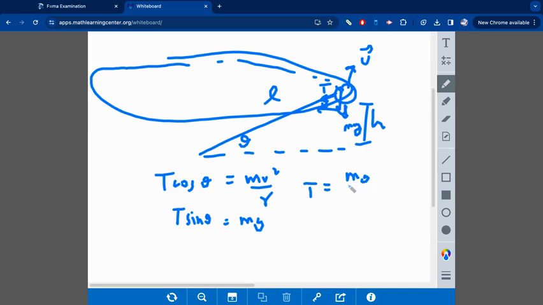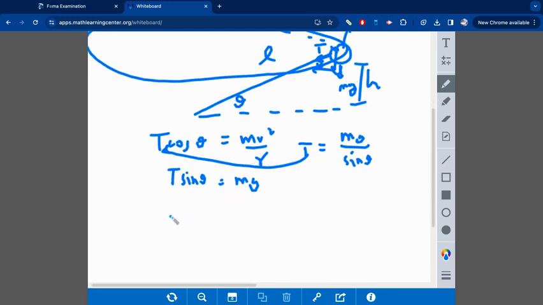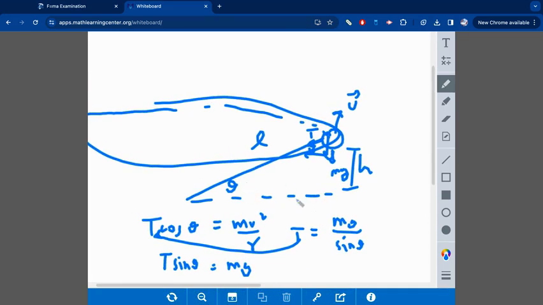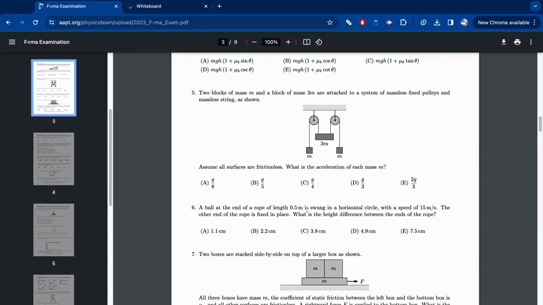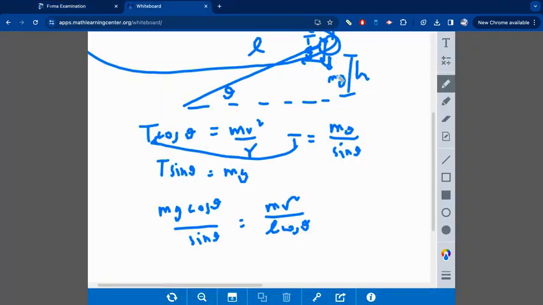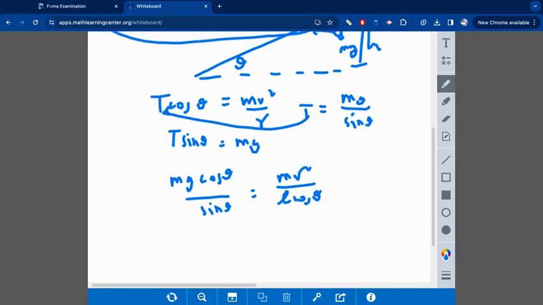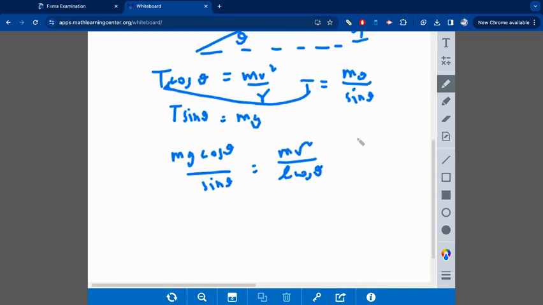So now if we plug this in for T, we get that mg cosine theta over sine theta equals mv squared over r, where r is just L cosine theta. Okay, so if we look at the answer choices, we can see that the height difference is extremely small because they're 100 centimeters and 1 meter. So if the height difference is really small, then that means that theta is really small. So what we can do is use a small angle approximation for theta. So we can basically approximate cosine theta to be approximately 1.